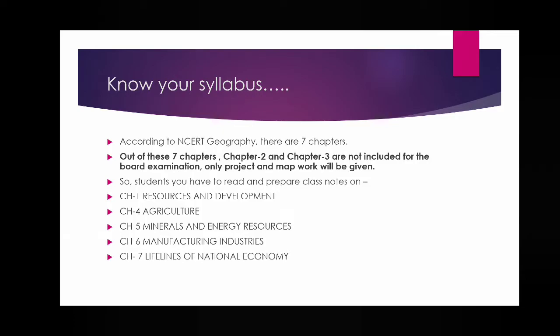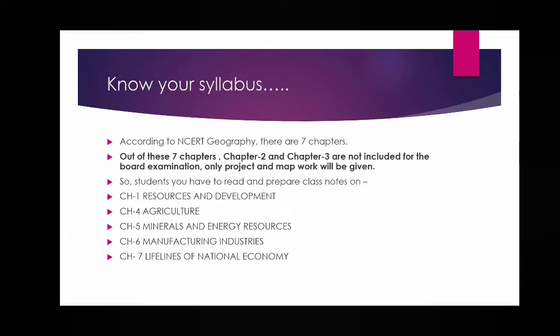Chapter 4, that is agriculture. After chapter 1, we have jumped to chapter 4. Chapters 2 and 3 are not included for class notes and written exam. Now chapter 5 is about minerals and energy resources. This is also already read by you in 8th class. Chapter 6, manufacturing industries, and chapter 7, lifelines of national economy. In an easy way, chapter 7 means transportation and communication.